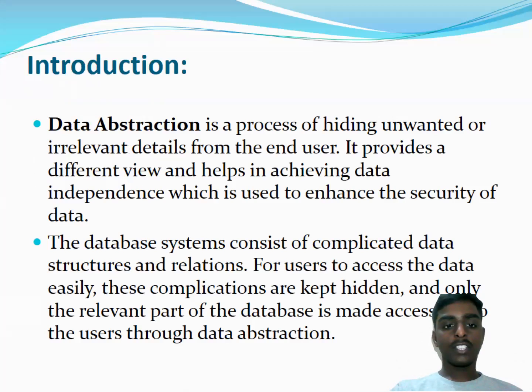Introduction. First, we should know what is data abstraction. Data abstraction is a process of hiding unwanted or irrelevant details from the end user. It provides a different view and helps in achieving data independence, which is used to enhance the security of the data. The data system consists of complicated data structures and relations. For users to access the data easily, these complications are kept hidden and only the relevant part of the database is made accessible to the users through data abstraction.